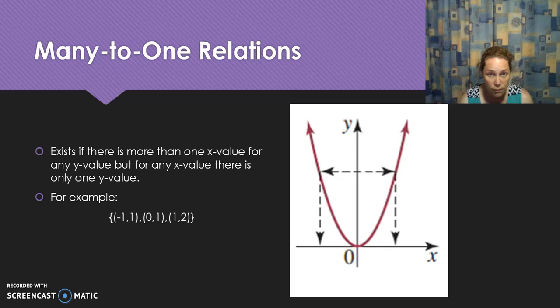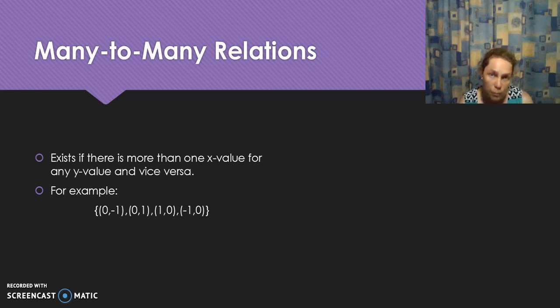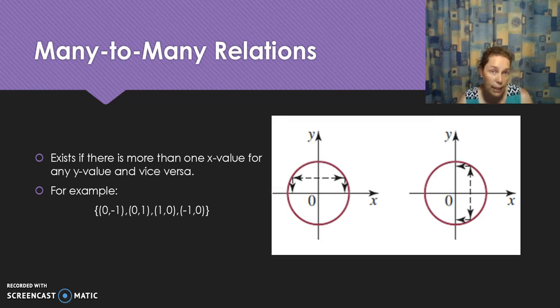So in a quadratic, these are not the points for this quadratic, but we'll have x values that we might have -1 and 1 that will both have 1 as their y value. So that's fine. The final type is many-to-many relations. They exist if there's more than one x value for any y value and vice versa. For example, (0, -1), (0, 1), (1, 0), (-1, 0). So there are more than one y value for the x value of 0, and there's more than one x value for the y value of 0. And here's the classic example of what a many-to-many relation will look like.